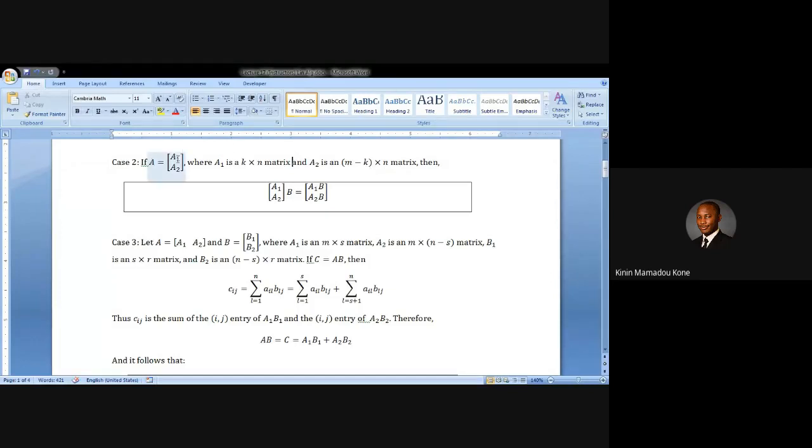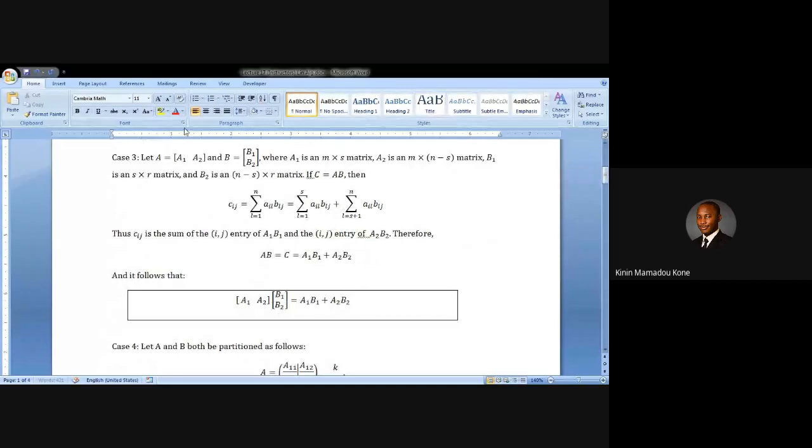So the second case: A is a matrix such that A sub 1 is a K by N matrix and A sub 2 is an M minus K by N matrix. Then we have the following. If you want to do the product A and B, you break down A in terms of block matrices and multiply by B, and it's as if you were distributing B: B is multiplied by the first block and B is multiplied by the second block. Now the third case.